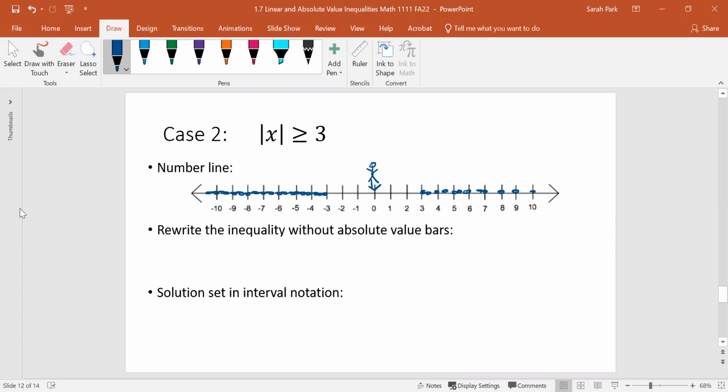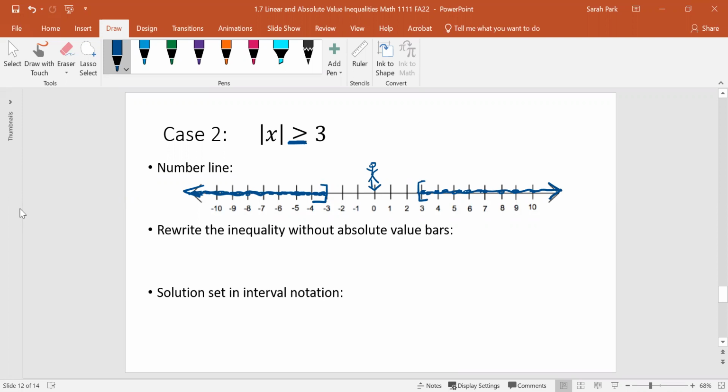These number friends are more than 3 units away, 3 miles away. We include 3 this time because of this less than or equal to symbol. So if we think about it, this is going to be negative 3 and every number below that, and 3 and every number above that. We don't include 1, 2, negative 1, negative 2 because they live too close. We want numbers that are 3 units or more away.